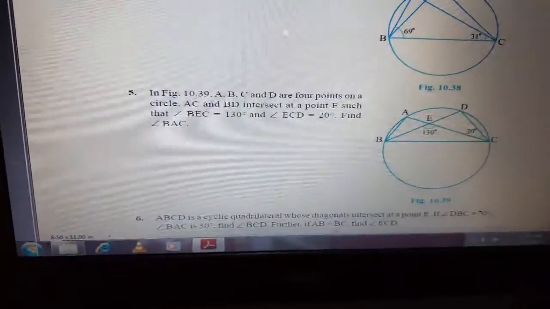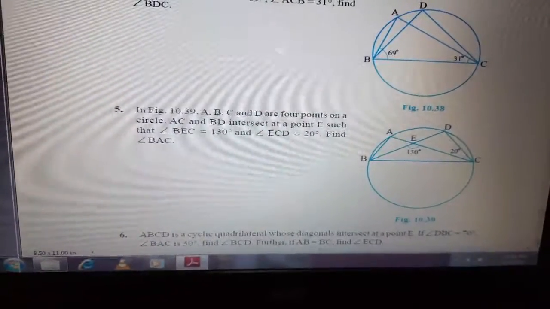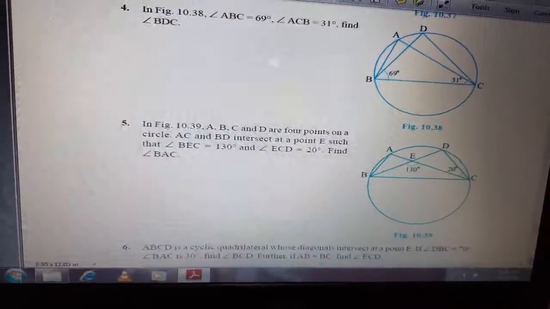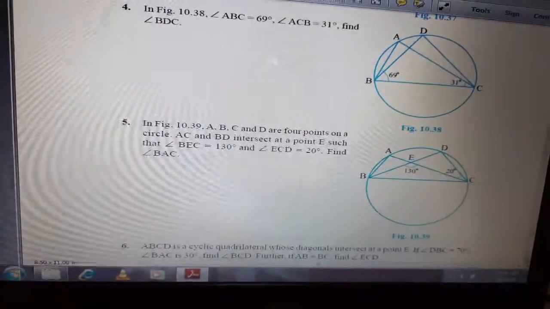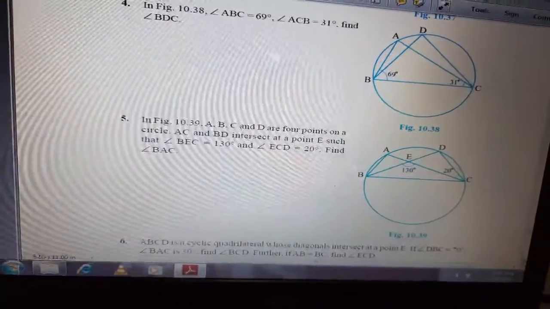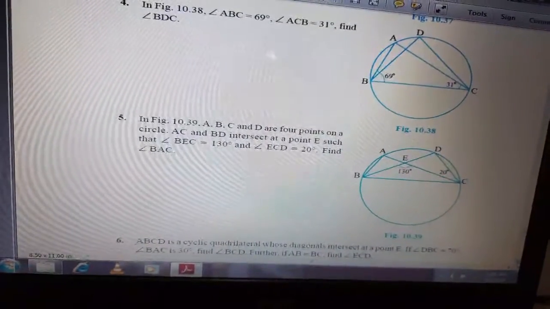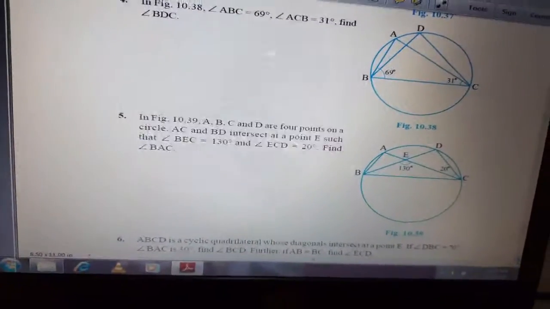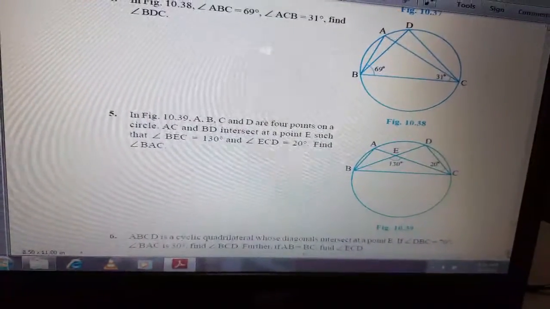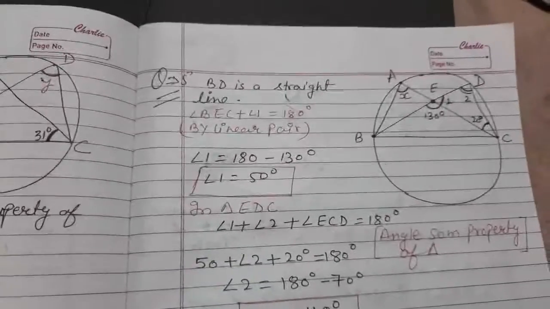Okay, now we will solve question number 5. In question number 5, A, B, C, D are 4 points given to us, and these are on the circle. AC and BD are intersecting each other at point E in such a way that angle BEC is equal to 130 degrees and angle ECD is equal to 20 degrees. We have to calculate angle BAC. Okay. So the diagram of this question I have already drawn in my copy.